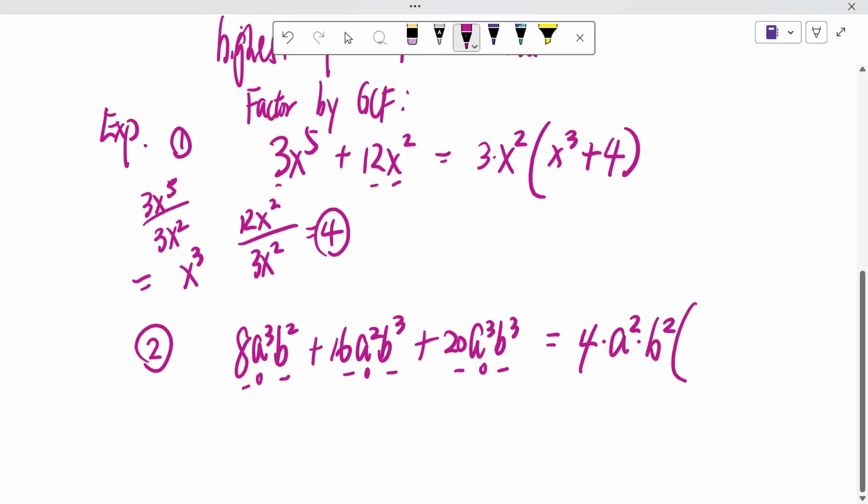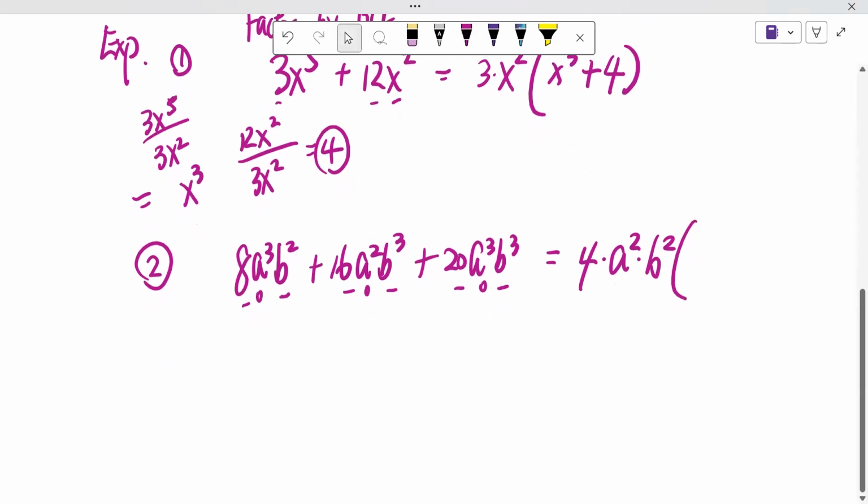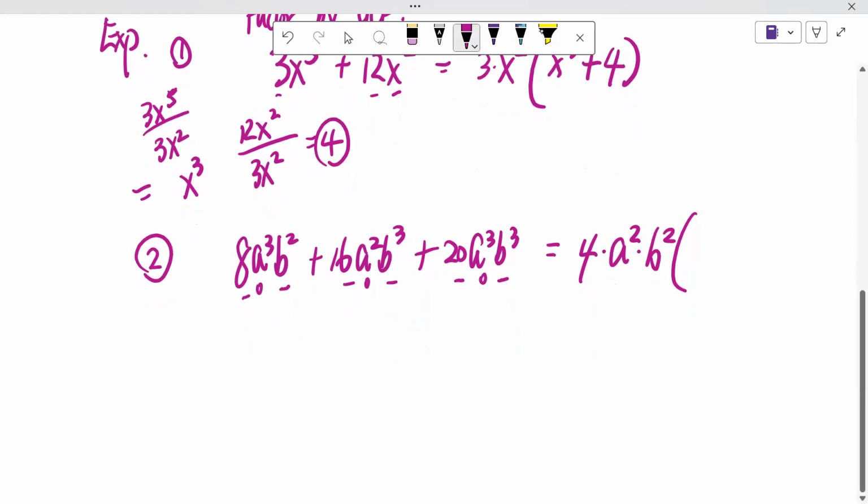Again, we take the one that every one of them has. The other two have b cubed, and this one only has b squared, so that's why we use b squared. Once we factor this out, we can figure out the remaining terms. So again, you can divide it. If not sure what to put into the parentheses, do this: a cubed divided out gives 4a squared, b squared.